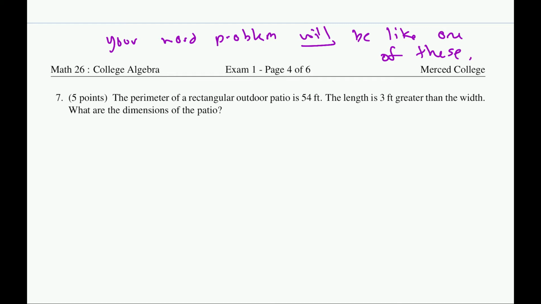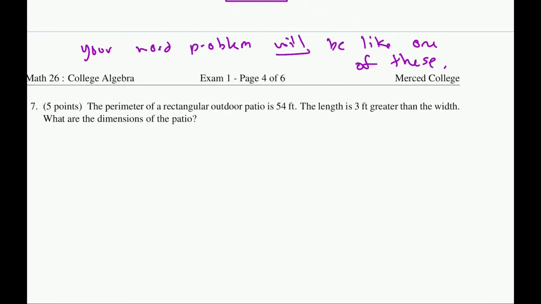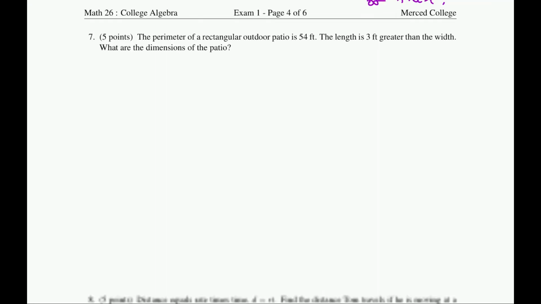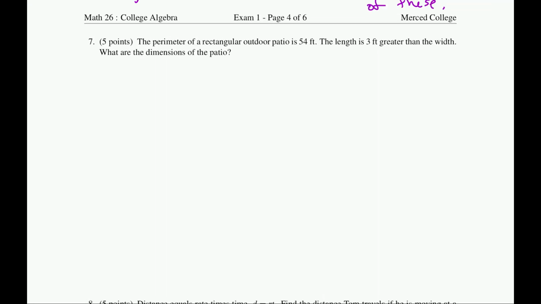So take the time to understand these pretty well. Okay, so this first one right here, it talks about the perimeter of a rectangular patio, right? So we know that for a rectangle, you've got two dimensions, a length and a width. So let's call this one length and this one width.